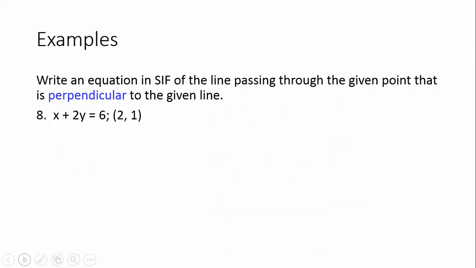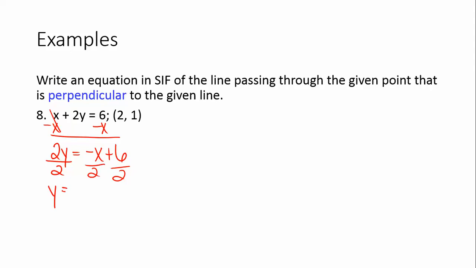And finally, let's look at example 8. We need to solve this for y. So we're going to subtract x from both sides. That's a negative x plus 6. We're going to divide everything by 2. So we get y equals negative 1/2 x.